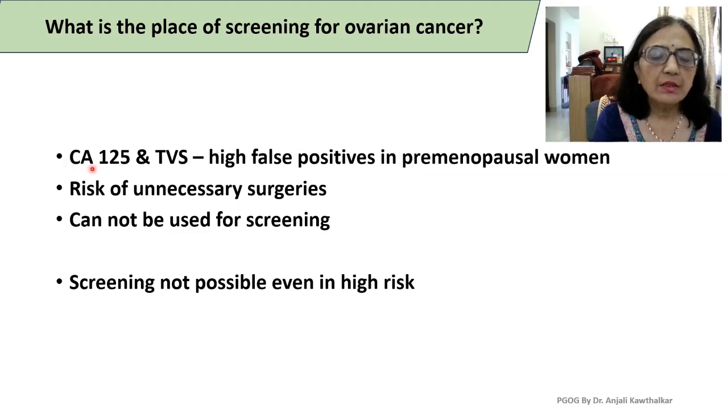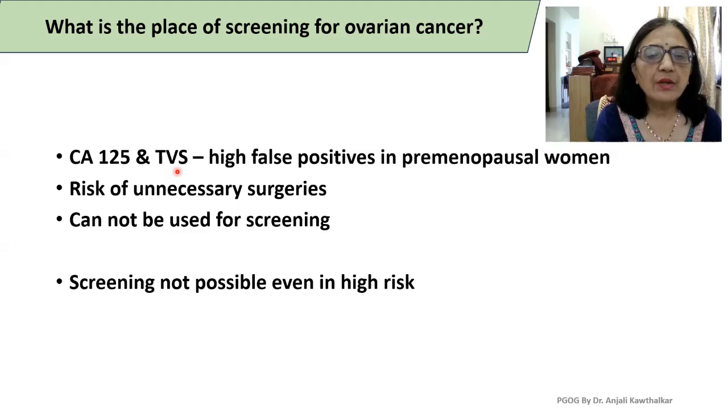Raised values are found even in 1% of normal females, as well as whenever there is any disease which is irritating the peritoneal surface. We can remember all the reasons like that: if there is a fibroid, abdominal tuberculosis, or even pelvic inflammatory disease, endometriosis, in all these conditions CA-125 rises. So the raised value is not at all specific for ovarian cancer.